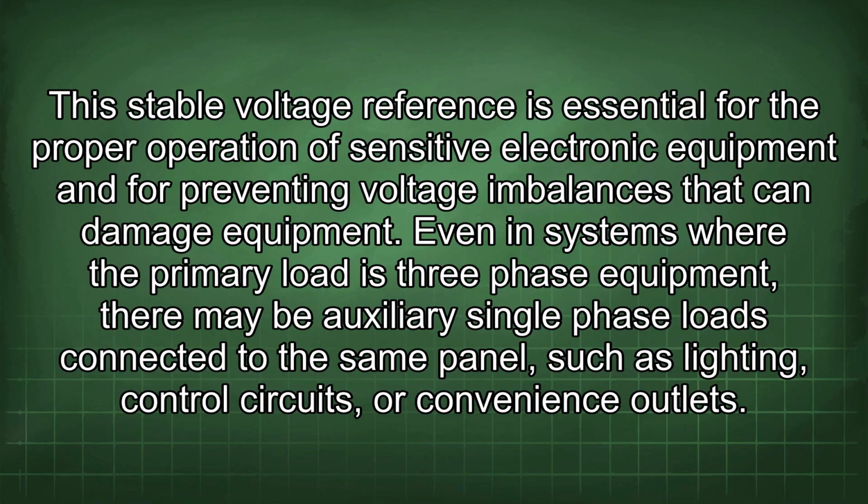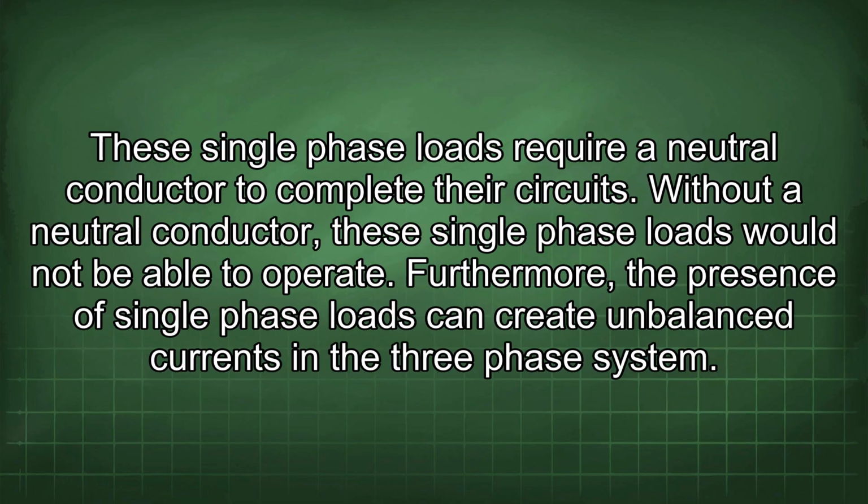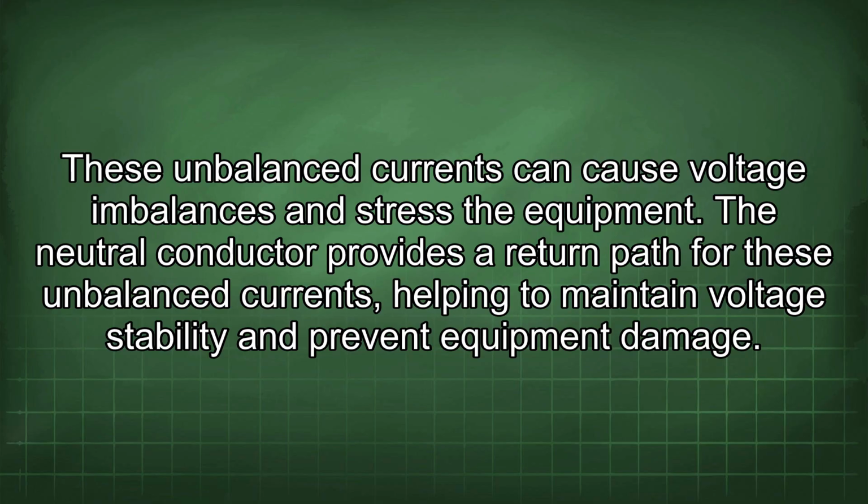Even in systems where the primary load is three-phase equipment, there may be auxiliary single-phase loads connected to the same panel, such as lighting, control circuits, or convenience outlets. These single-phase loads require a neutral conductor to complete their circuits. Without a neutral conductor, these single-phase loads would not be able to operate. Furthermore, the presence of single-phase loads can create imbalanced currents in the three-phase system. These unbalanced currents can cause voltage imbalances and stress the equipment. The neutral conductor provides a return path for these unbalanced currents, helping to maintain voltage stability and prevent equipment damage.